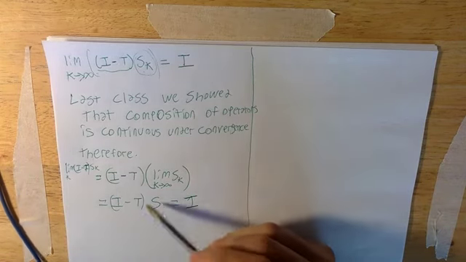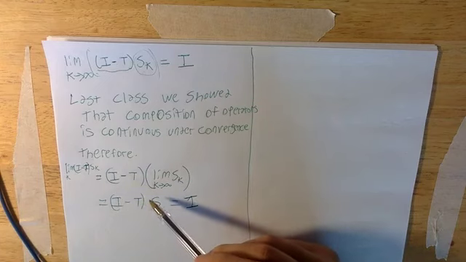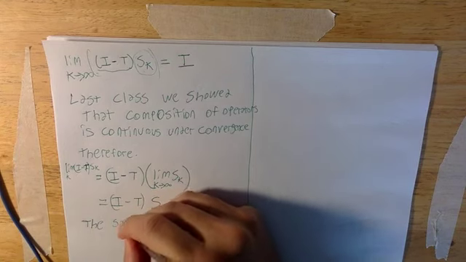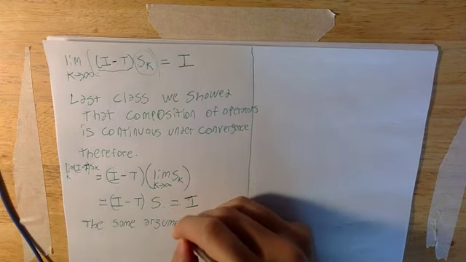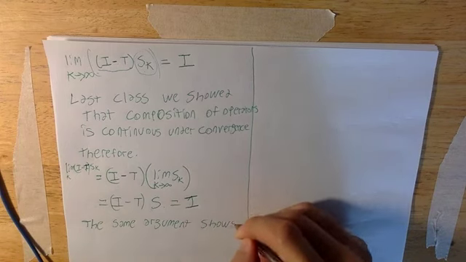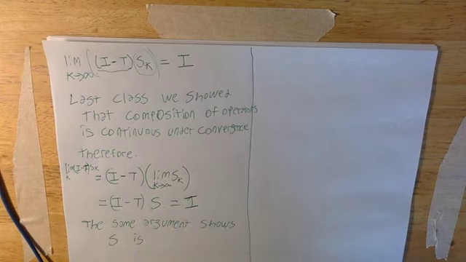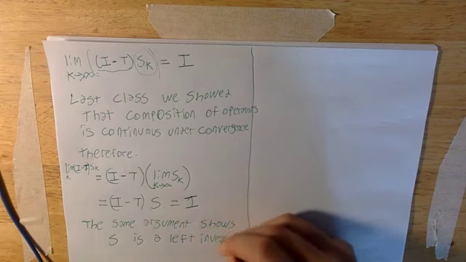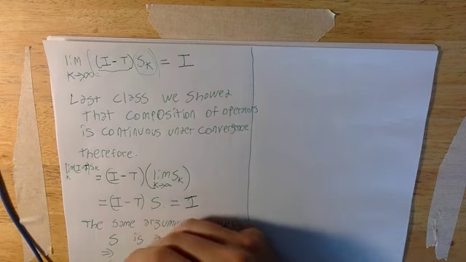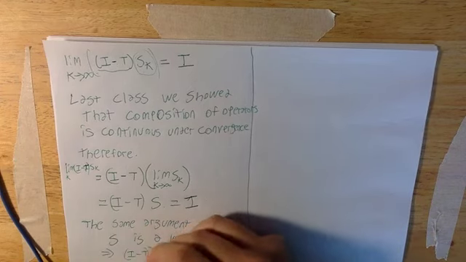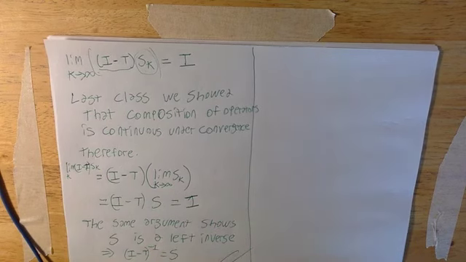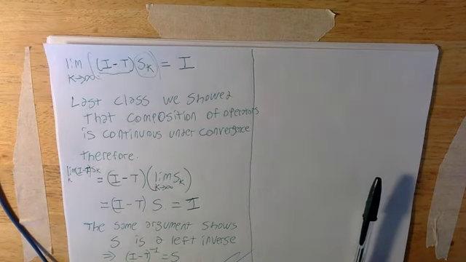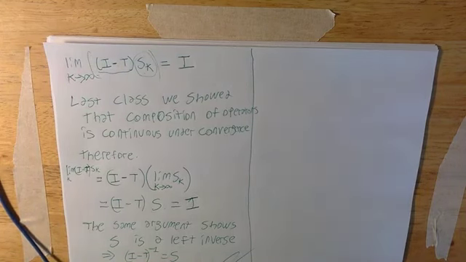Okay, so here we've shown that S is a right inverse for I minus t, and the same argument shows S is a left inverse. Then I minus t inverse is equal to S. Okay, so that's the proof of this. And let's look at a quick application.